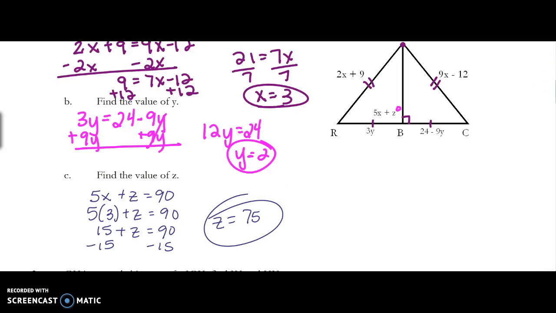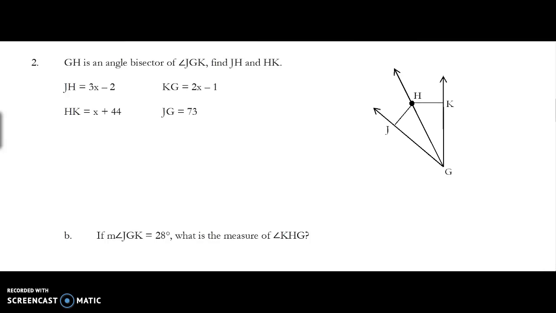Now what about an angle bisector? We're given that GH is an angle bisector of angle JGK right here, so we know that these two parts are congruent. I need to find JH and HK. Now notice how these lines are drawn. We know that they are congruent now and form 90-degree angles. So we're given JH and KH. So knowing that those are congruent, we can go ahead and set those equal. The other two are there really just to throw you off.